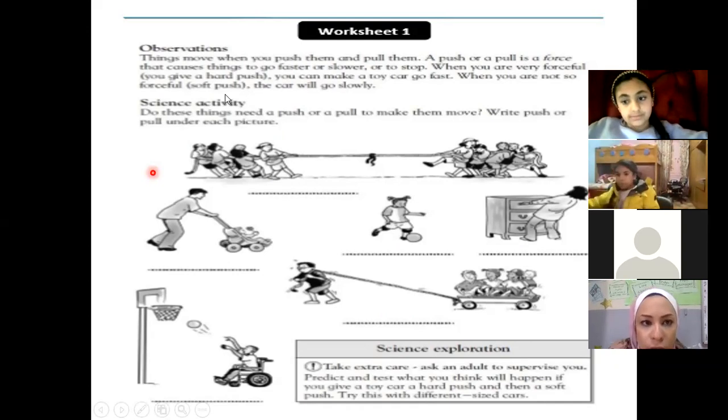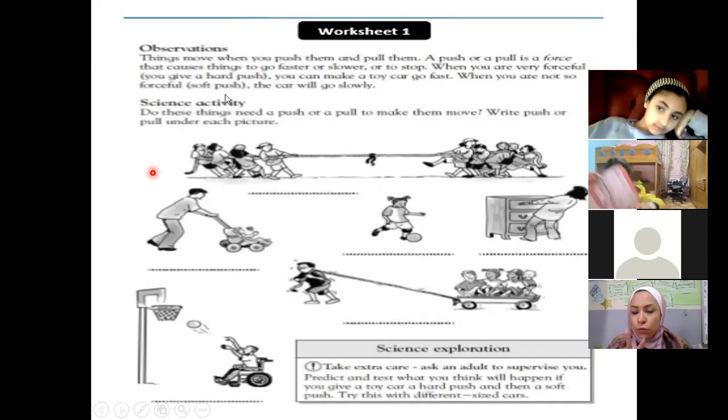Okay, things move when you push them and pull them. So as I said, all of the forces worldwide can be put under 2 main types of forces, which is the push and pull force. Things move when you push them and pull them. A push or a pull is a force that causes things to go faster or slower, or to stop.